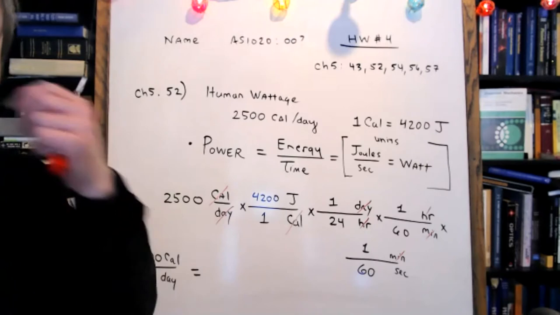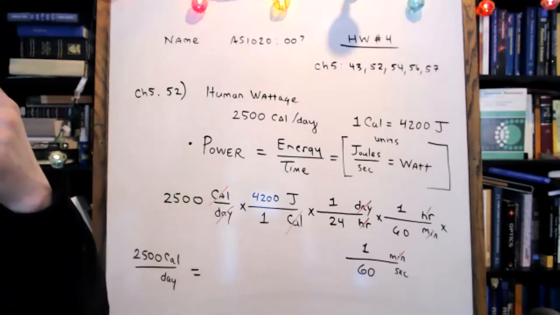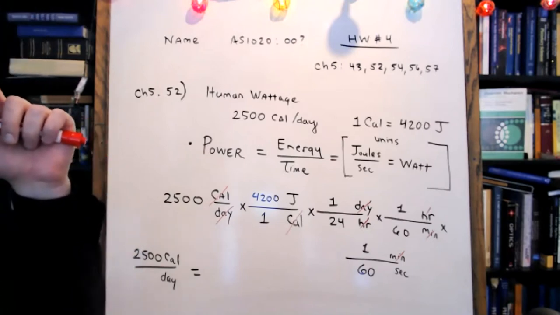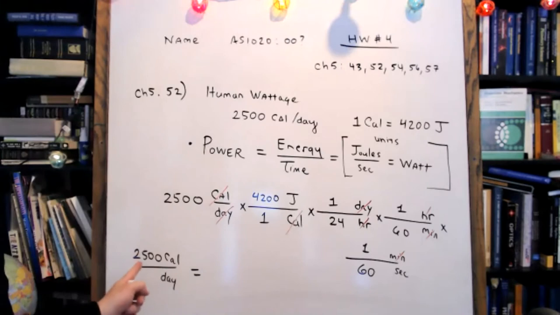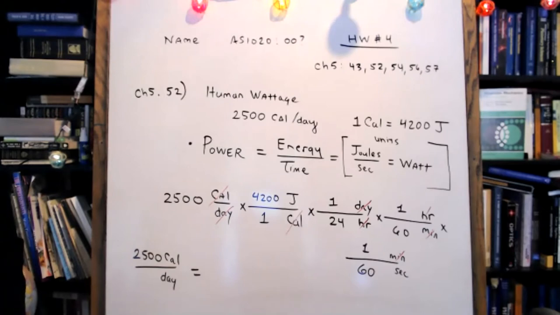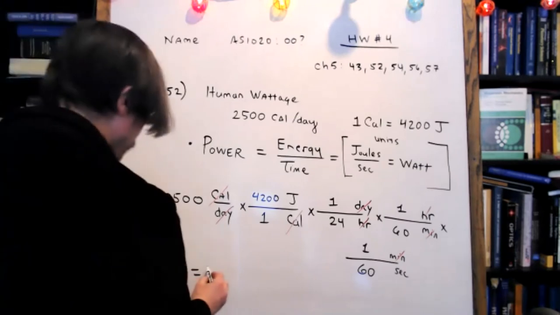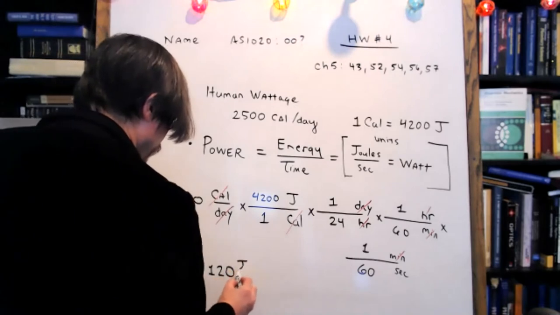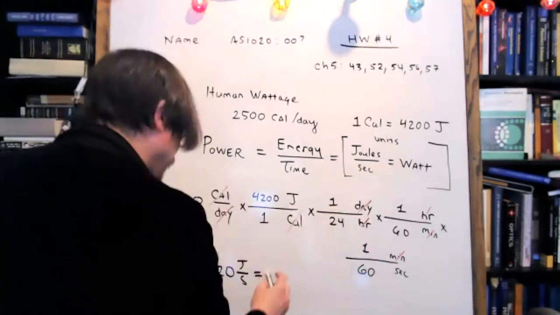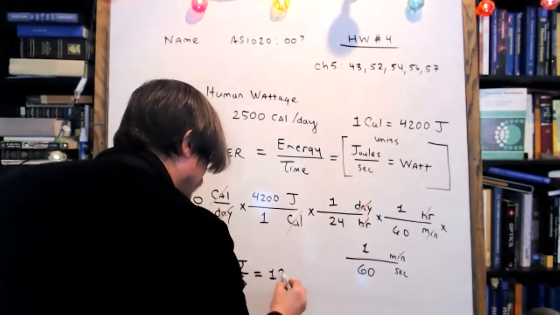By all means, tell me what you got, guys. Or Mateus, what did you get? 121.5. How many sig figs should you be keeping? Jeez, how many sig figs does this number have? Two. The two is meaningful, the five is meaningful, the zeros are not. So round your answer to two sig figs. 120. That's right. And what are the units? Joules per second. Which, according to the definition up here, is the same as 120 watts.